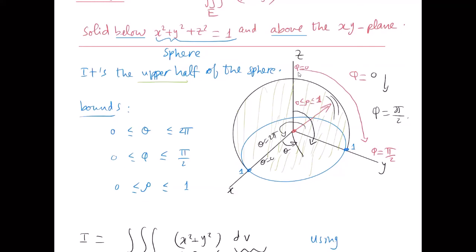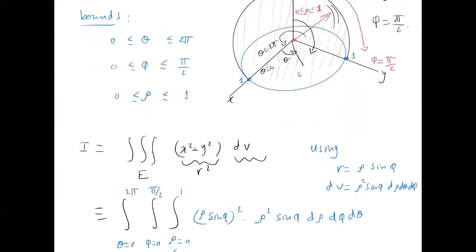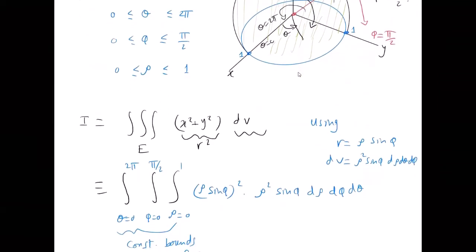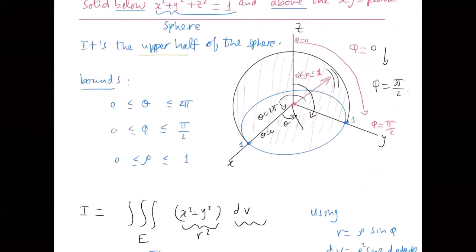We don't need any more phi, because you have already the other side with the same angles. Again, if phi is pi over 3 here, this is a cone. So we have all directions. Okay. So these are the bounds for theta, phi and rho.